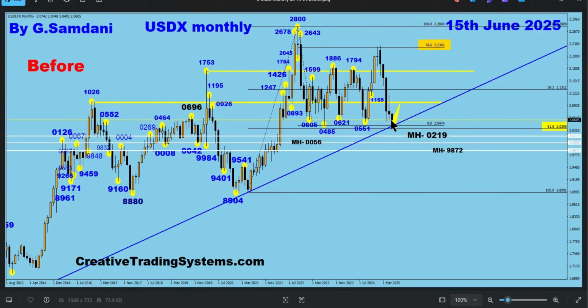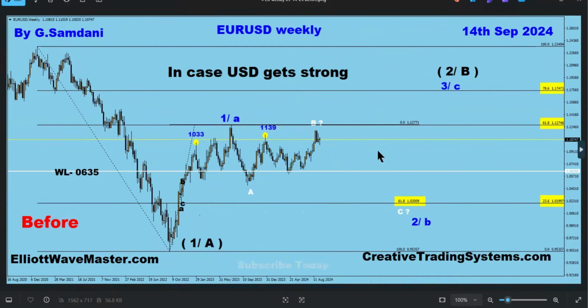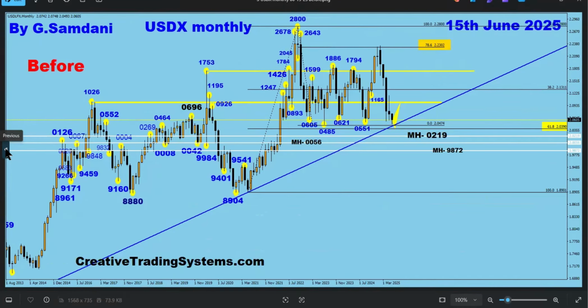So I made this chart. When it was here, I said it's going to come down, hit the TL, then go up, right? And that was 15 June. This is also a monthly chart, and you can see here now. I'll show you that later, right?